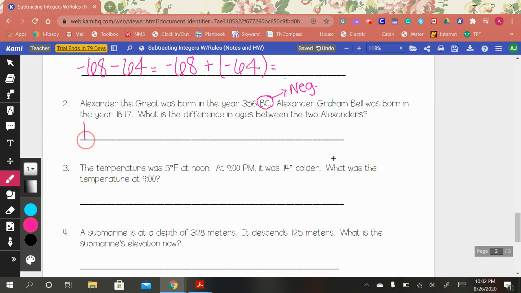All right, so we're going to take 1847. We are trying to find the difference, and then we want to find the difference between Alexander Graham Bell and Alexander the Great. And so Alexander the Great was born in negative 356. That's how we denote that it is BC. Okay, and again, you'll want to keep, change, change, and get a final answer.